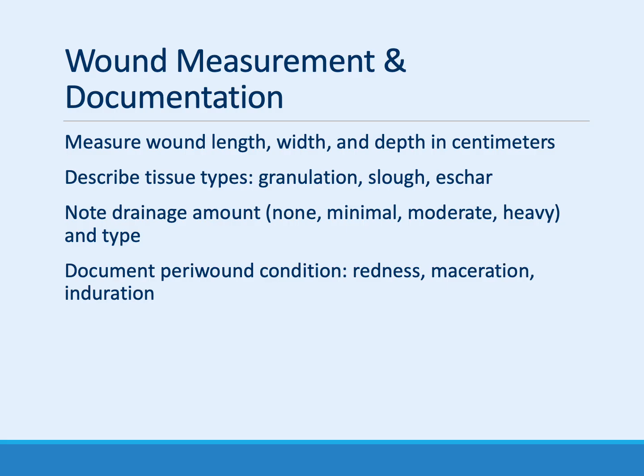Noting the amount and type of drainage is going to typically use terms like none, minimal, moderate, heavy, but also the type and understanding what that means. So our serous is going to be our clear, our sanguineous is going to be bloody, our serosanguineous is kind of that clear bloody, and our purulent is pussy.